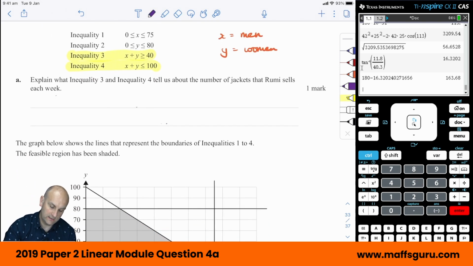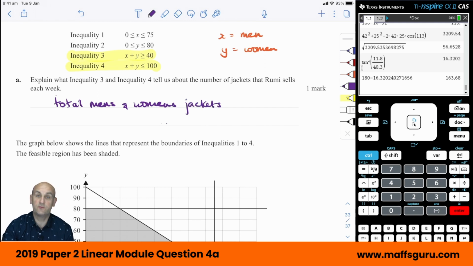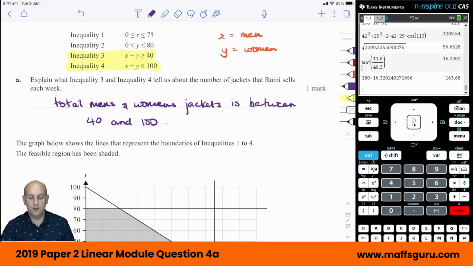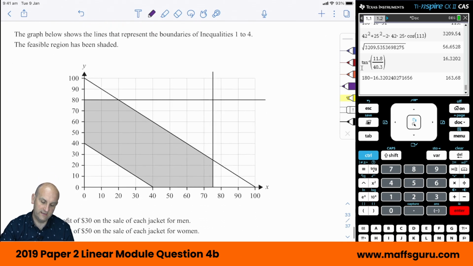So basically the total of men's and women's jackets, right? Because that's what it's dealing with. X plus Y is the total of men's and women's jackets, is between 40 and 100. Okay, so greater than or equal to 40, less than or equal to 100. All of these words were important, but it had to say that you knew it meant the jackets fell between 40 and 100. Ooh, feasible regions. Here we go.